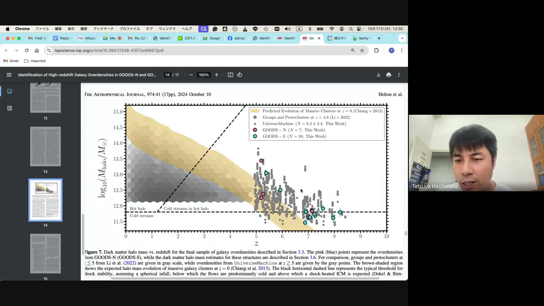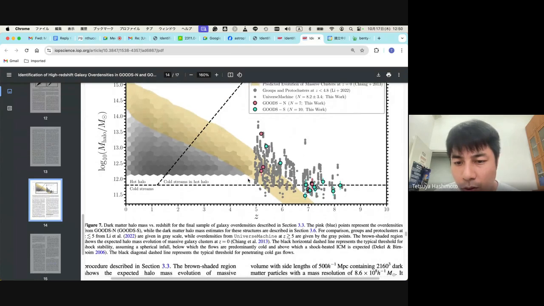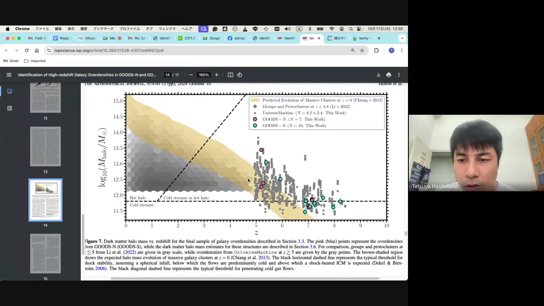I don't know why they have an offset here. Probably the halo mass estimate is different between these data points and this theoretical prediction. But anyway, even though there's an offset, they are supposed to be the massive end of galaxy clusters. So they expect these are actually progenitors of the currently largest galaxy clusters at redshift 0. So I think that's all from this paper.